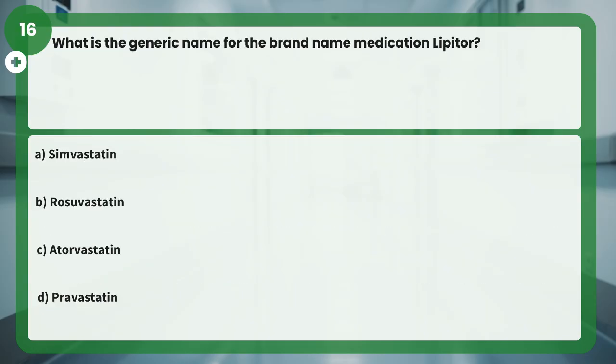Question 16. What is the generic name for the brand name medication Lipitor? A. Simvastatin. B. Rosuvastatin. C. Atorvastatin. D. Pravastatin.